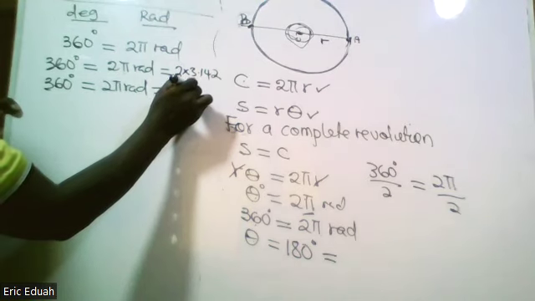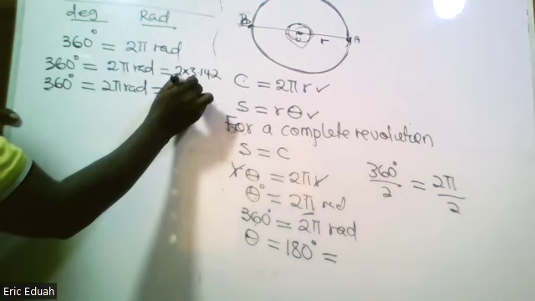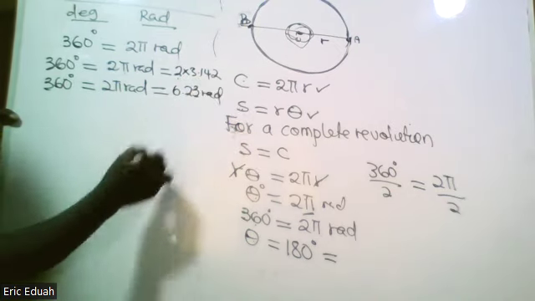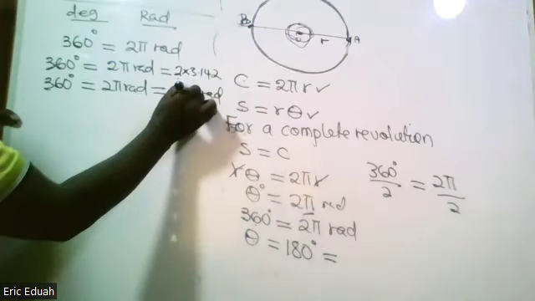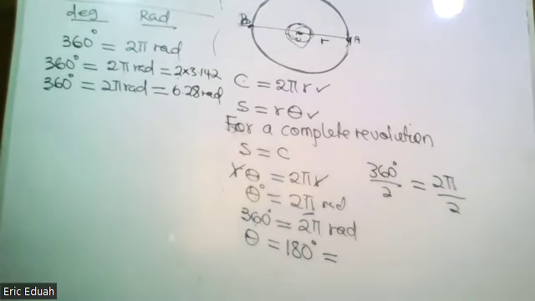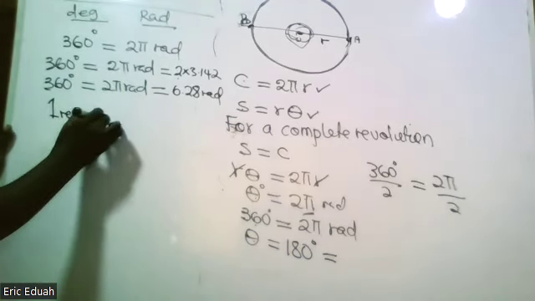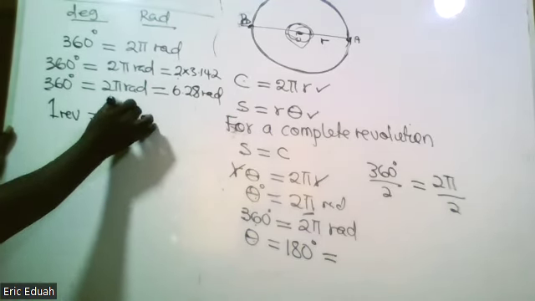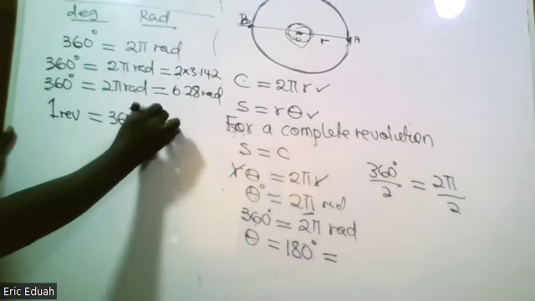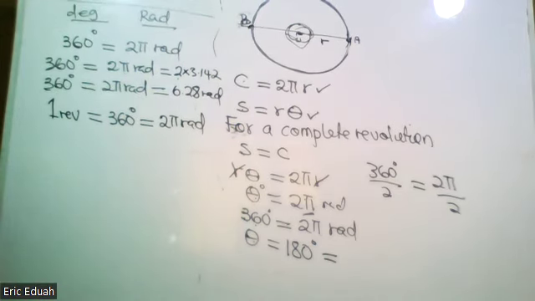6.2, is it 23? Calculate for me. 6.23 or 28? 28 radian. Either you express it in multiples of pi or in decimal. Then, so 1 complete revolution is equal to 360 degrees, and it's also equal to 2 pi radian or 6.28.